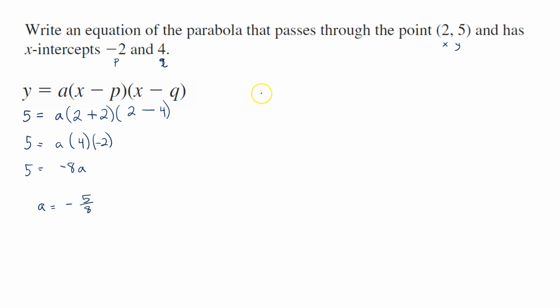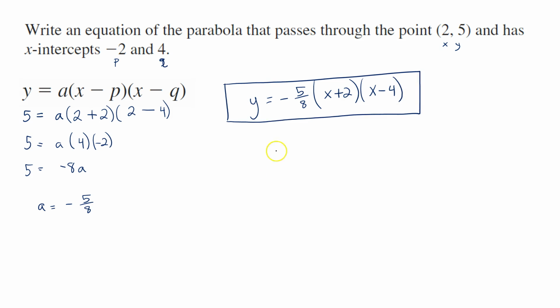So our equation would be y equals negative 5/8 times x plus 2, because we're doing minus a negative 2, times x minus 4. And if you were all into decimals, then this would be the equation. Same thing, negative 5/8 is negative 0.625.